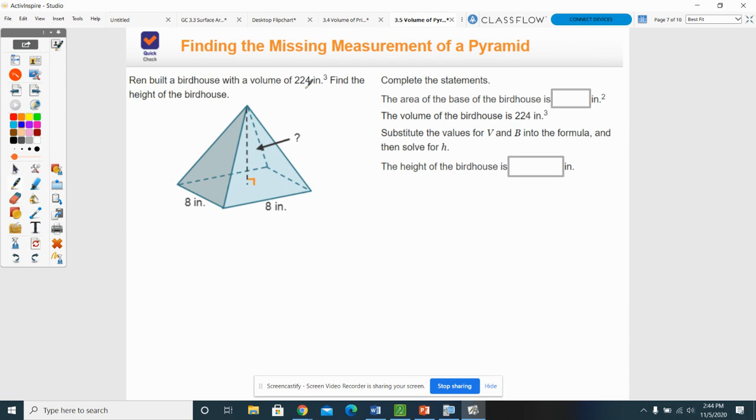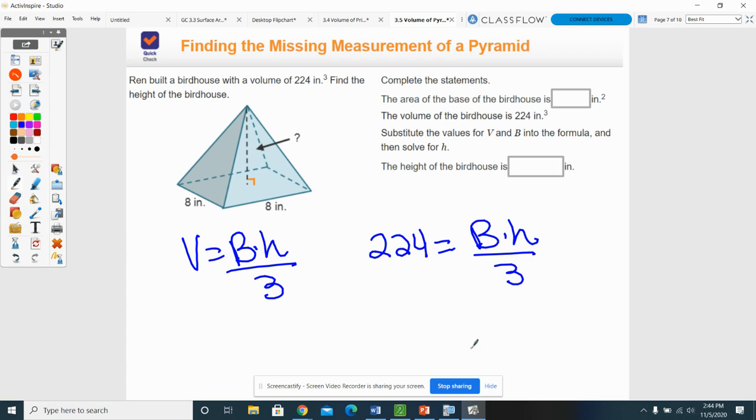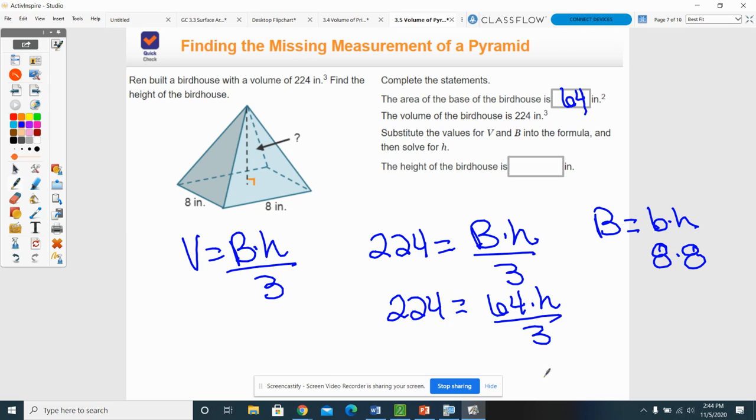Wren built a birdhouse with a volume of 224 inches cubed. Find the height. We just talked about that. Volume is big B times H divided by 3. If the volume is 224, that's going to be big B times H divided by 3. Do I know anything else? Yeah, I know what the big B is, the area of the base. Big B is the base of a square. So that's base times height, which is 8 times 8, which is 64 inches squared. So 224 is 64 times H divided by 3.